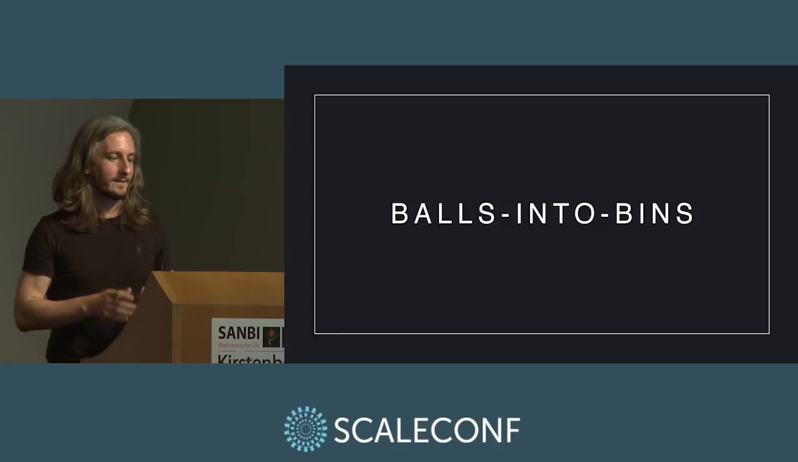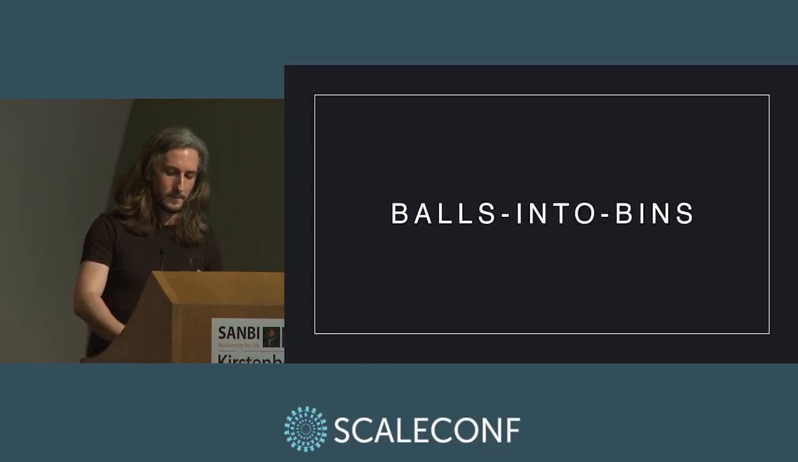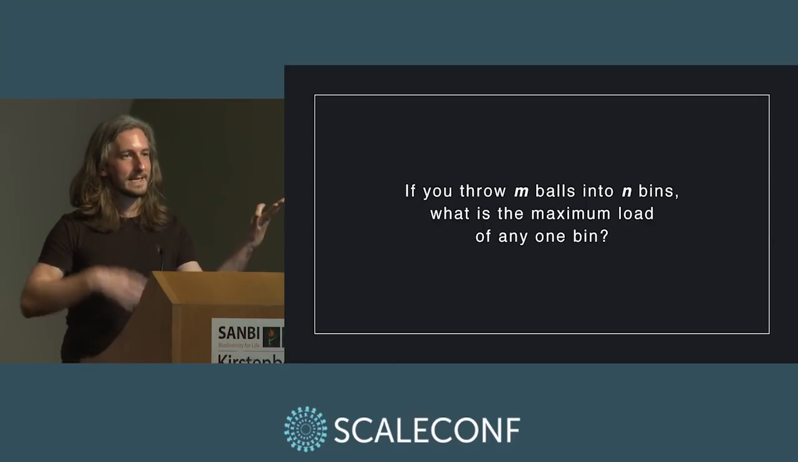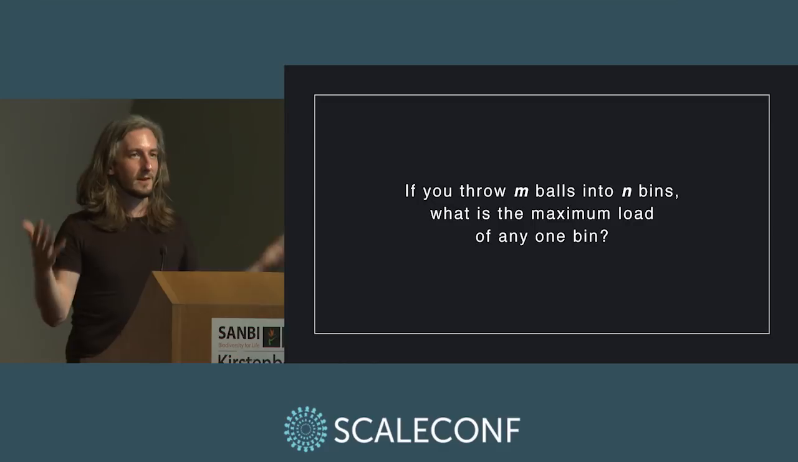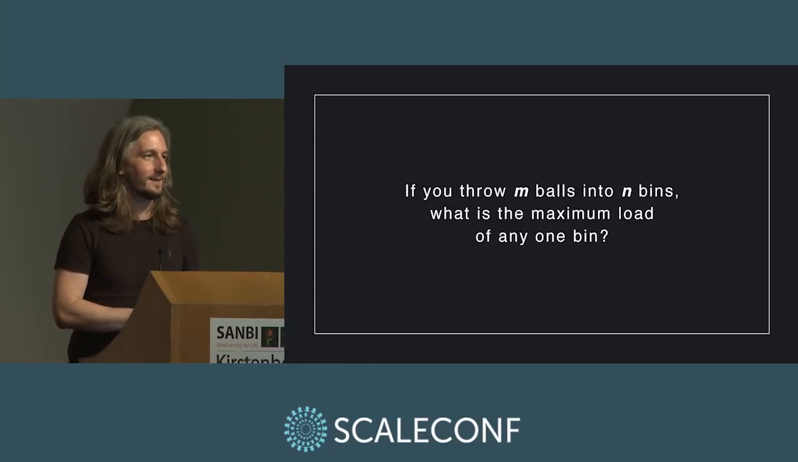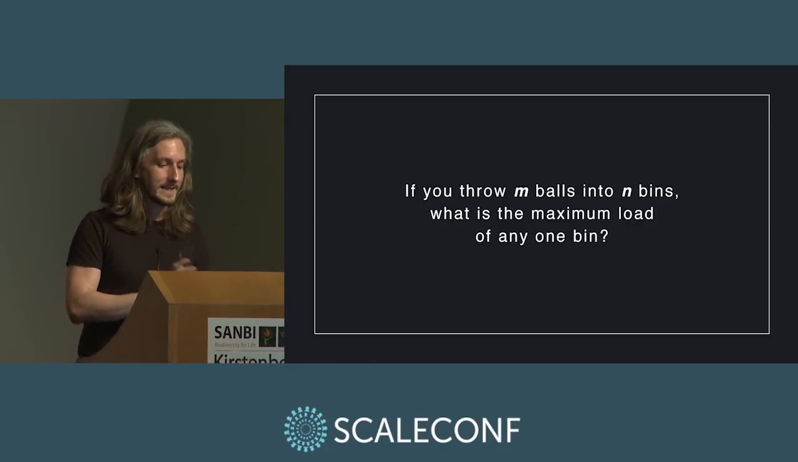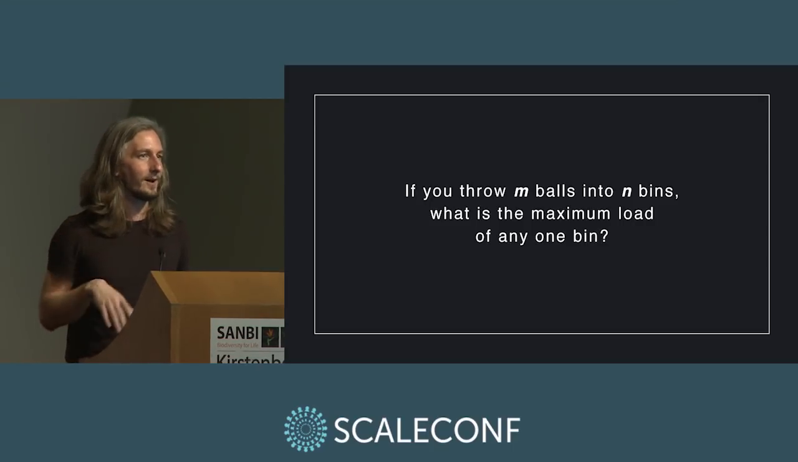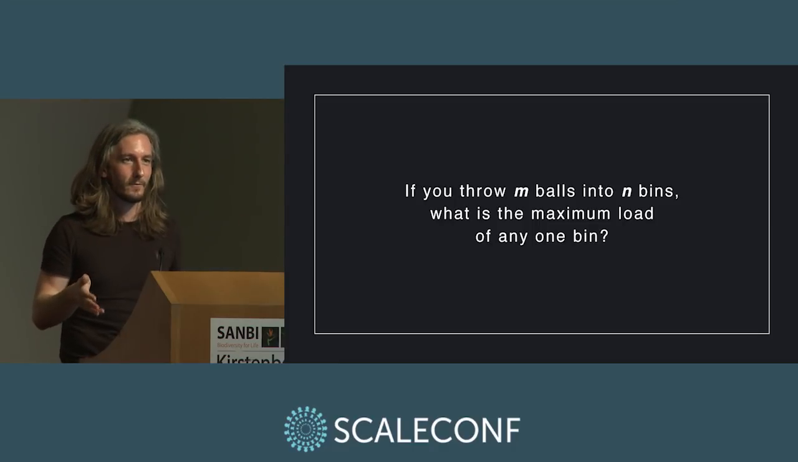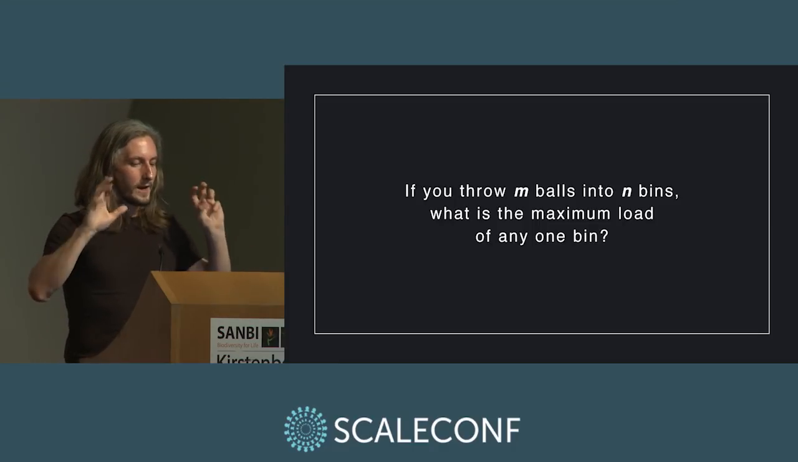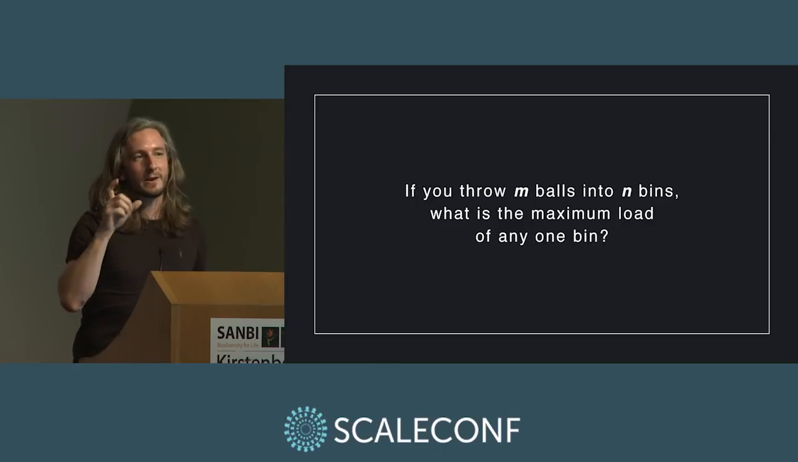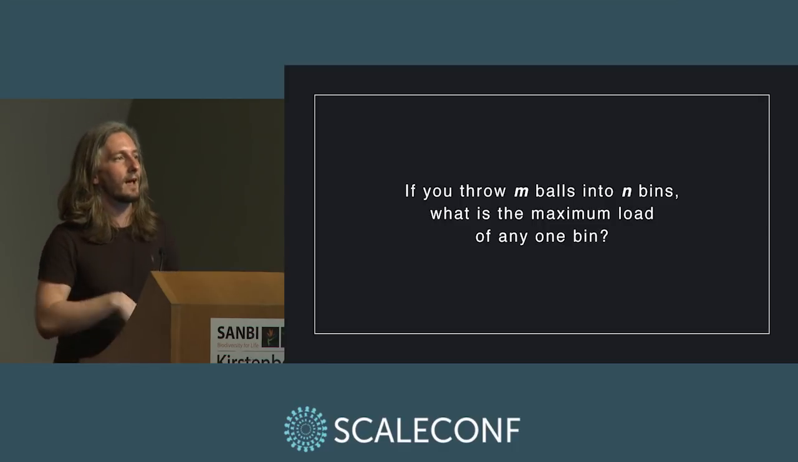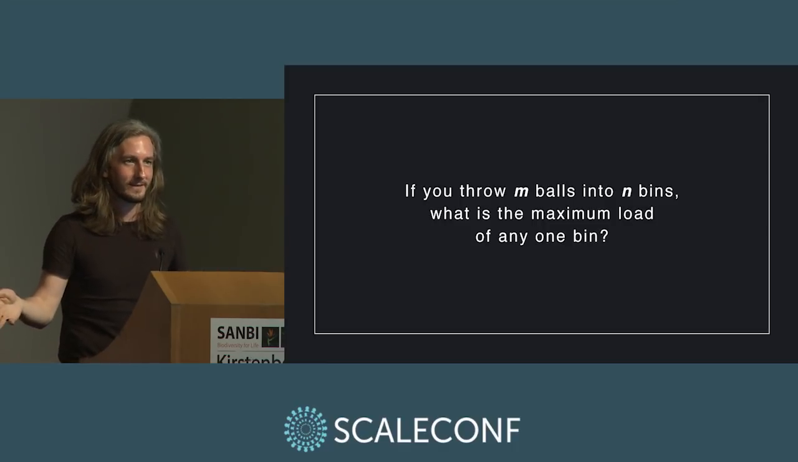It's called balls into bins, right? The way this problem is described says, if you throw m balls into n bins, what is the maximum load of any one bin that you're throwing balls into? So the obvious answer to this question is, well, it could be m. You could have thrown all the balls into one single bin at random, but that's incredibly, incredibly unlikely, right? So the real question is, what is the maximum load on any one of these bins with high likelihood? What is highly likely to occur in every case?